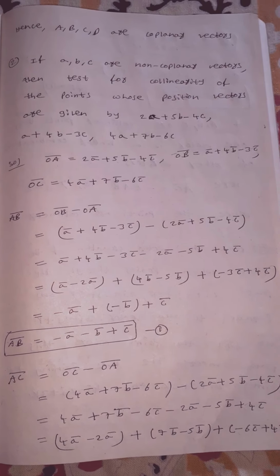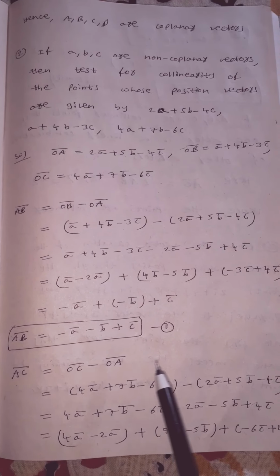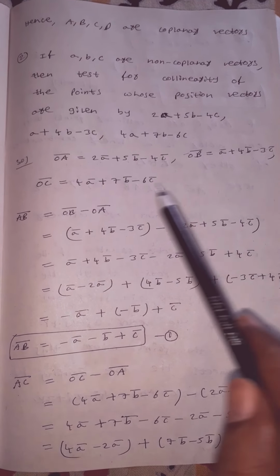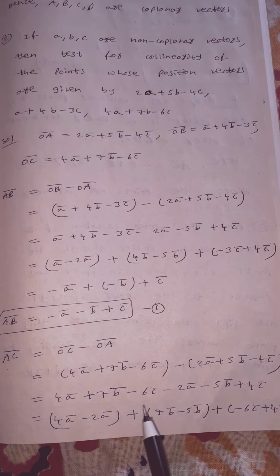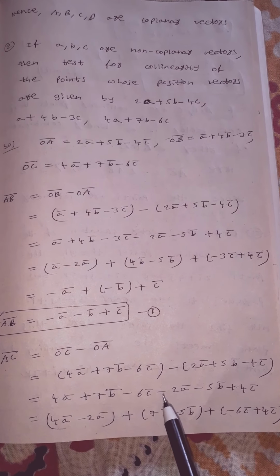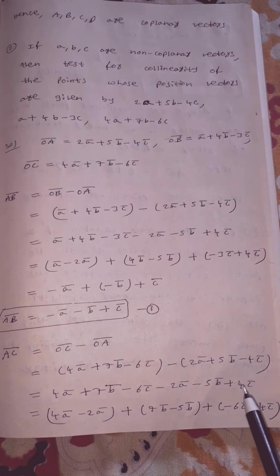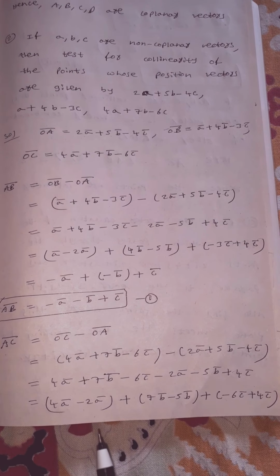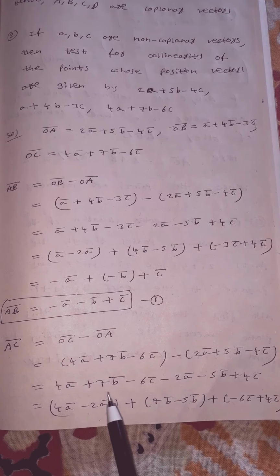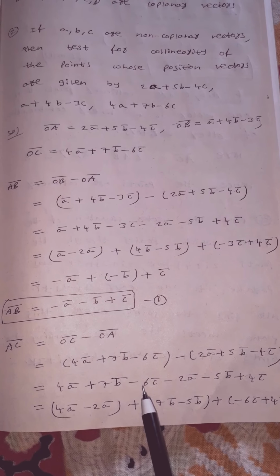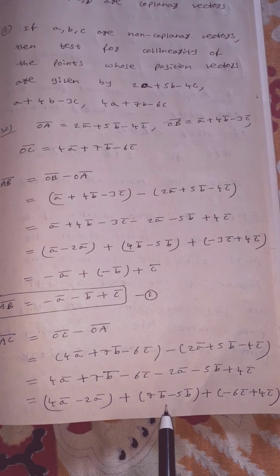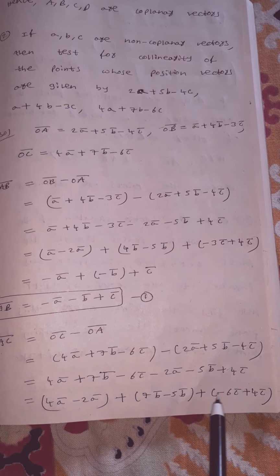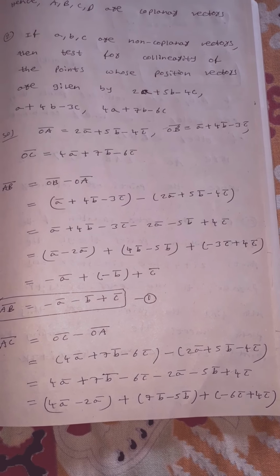Next calculate AC bar, children. That is the formula OC bar minus OA bar. OC bar is this value, OA bar is this value. So write the first 3 terms as they are. Now send the minus inside: minus into plus is minus, minus into plus is minus, minus into minus is plus. Now write the a bar, b bar, c bar values separately. For a bar: 4a bar minus 2a bar, plus 7b bar minus 5b bar. Next plus of minus 6c bar plus 4c bar. So 4 minus 2 is 2, 7 minus 5 is 2, minus 6 plus 4, the bigger number having the minus symbol, so you will get the answer in negative. That is minus 2c bar, children.